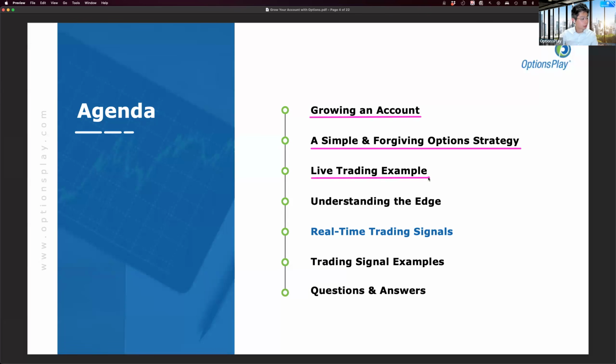We're going to go through a live trading example so that it breaks down exactly the trade and how to actually execute the trade and understand, more importantly, how and why this strategy can give you an edge. And then I'm going to show you how you can access real-time trading signals using this specific strategy on the OptionsPlay platform, going through some of the examples before we open this up for Q&A here at the very end.